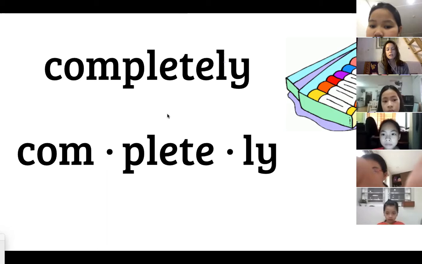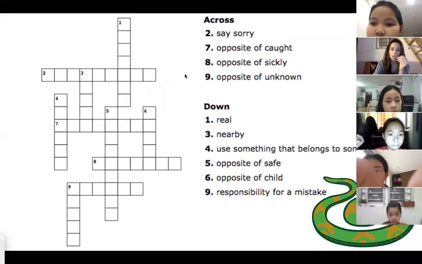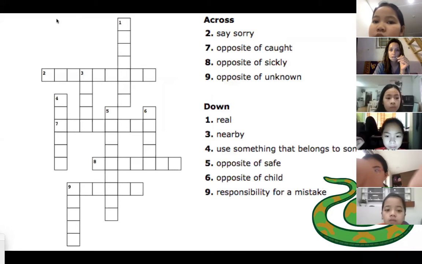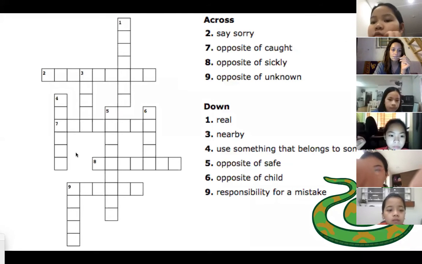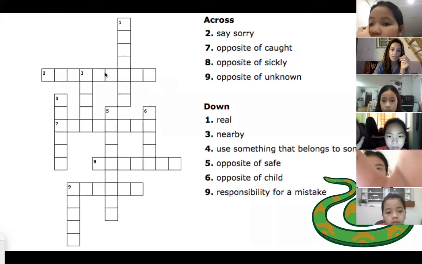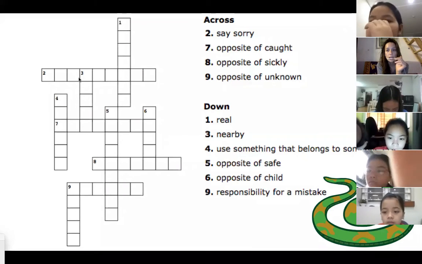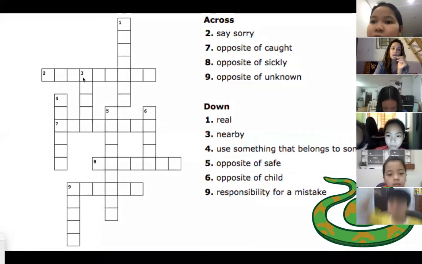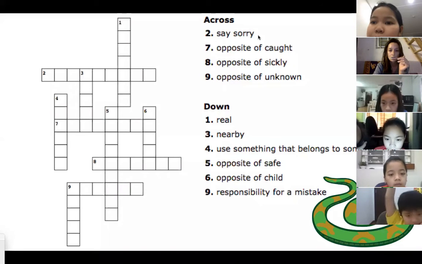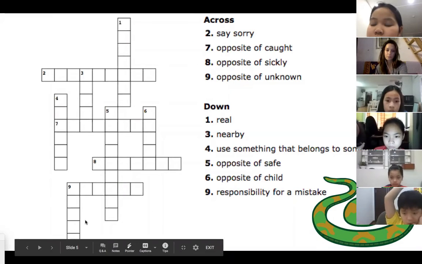We're going to talk about some of our vocabulary words, so we're going to do a crossword. We have the meanings of the words on the right, and we're going to fill in the vocabulary words on the left. Some of them are our lesson 9 vocabulary words, and some of them you need to figure out the opposite of.